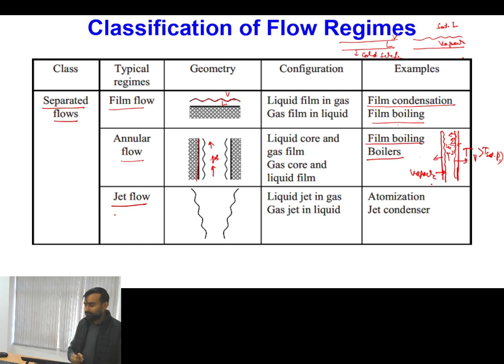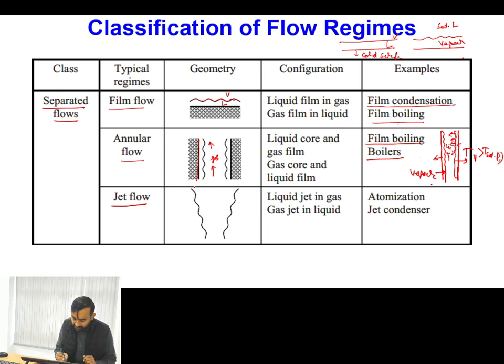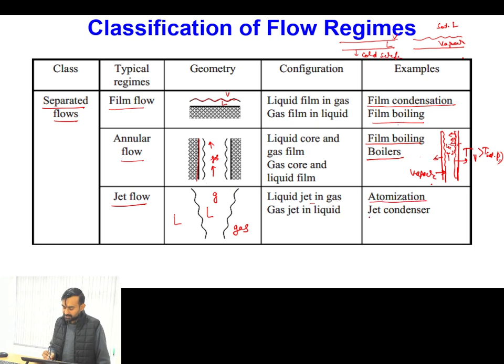Then jet flow. We have so many things, like in IC engines, what we do? We have a fuel injector. That fuel injector is actually spraying the liquid. So this is a liquid which is coming out of the injector, and outside what we have? Hot air present in that engine. So this is a liquid jet which is present in gas, or there can be another situation where outside is liquid and a gas jet is actually injected. This type of application is observed in automation jet condensers.